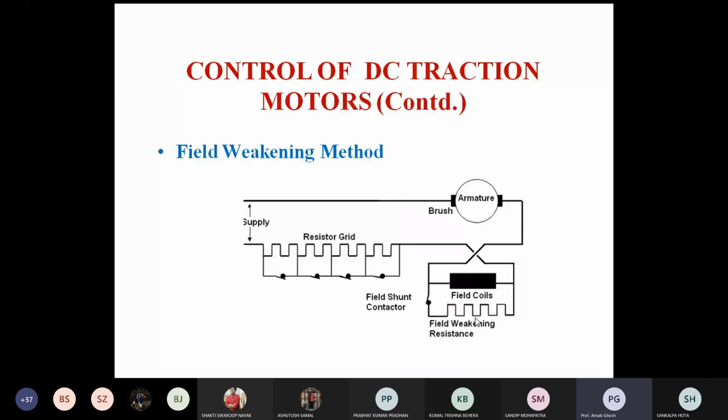So I think I can cover up to this portion. In my next class I can discuss the other important parts of traction, the controlling methods as well as some important issues.